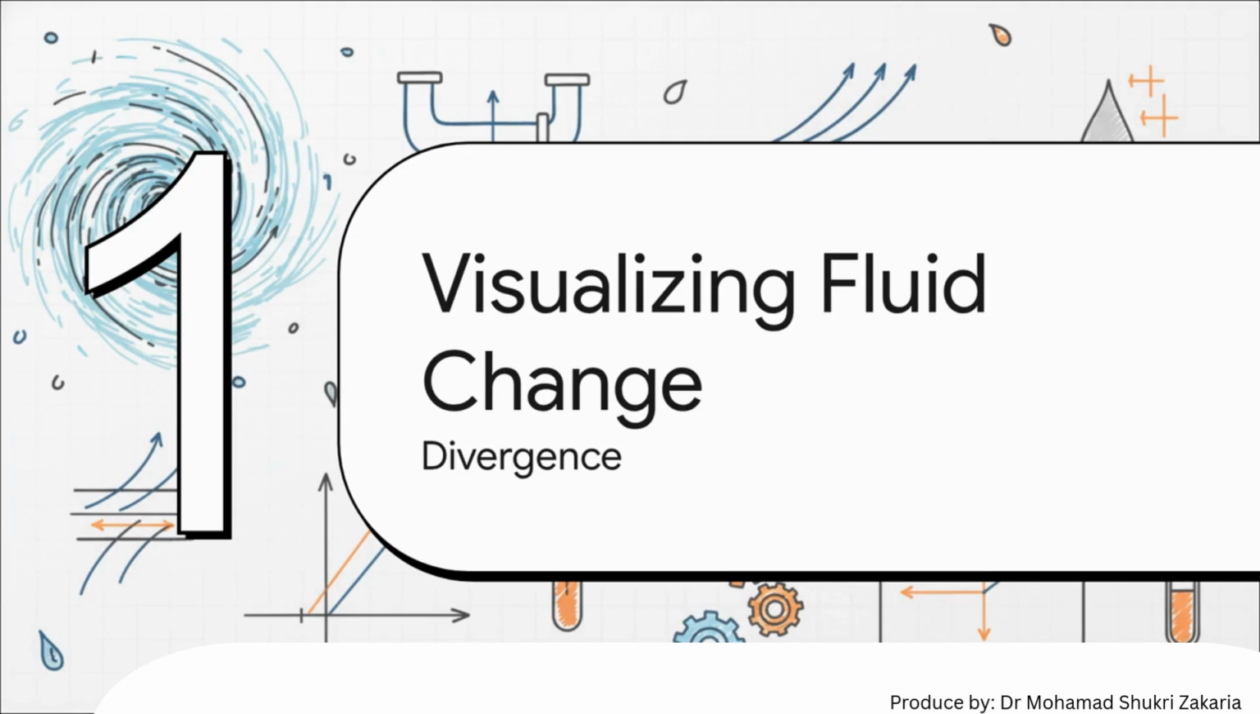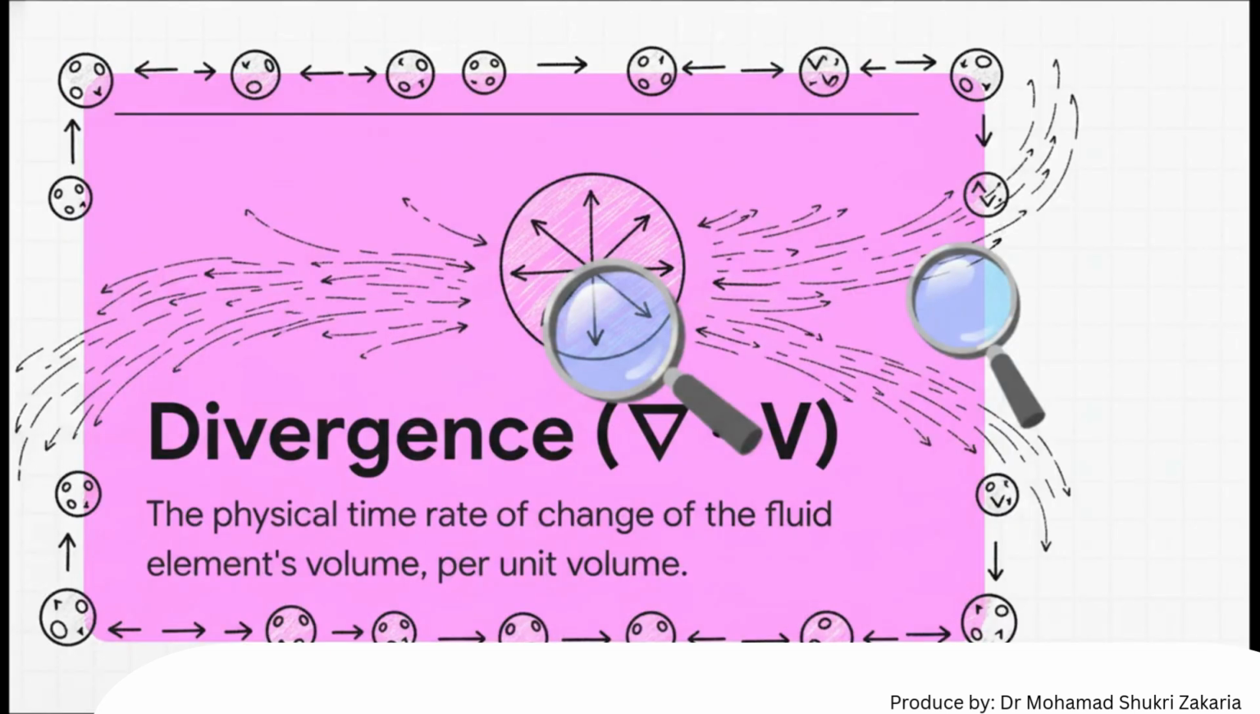But what about the changes to the shape of the fluid element itself? Let's check out another mathematical tool that helps us visualize that. This one's called divergence, written as del dot v. Now, you've probably seen this in a vector calculus class and thought of it as just a math operation. But in fluid dynamics, it has a very real, very physical meaning. It's literally measuring how fast a little piece of fluid is expanding or shrinking.